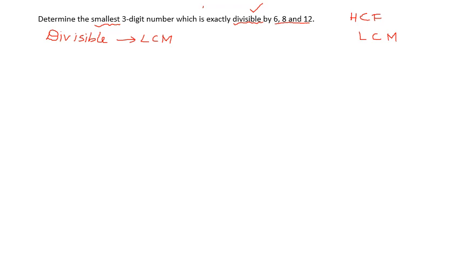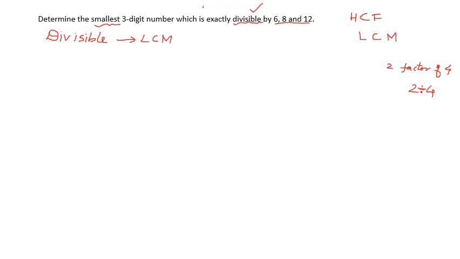When it is a multiple only, then you can divide it. Factors cannot be divided by the number. For example, 2 is a factor of 4, but you cannot divide 2 by 4 completely. You will get a fraction. Understood? Likewise, 3 is a factor of 12, but 3 cannot be divided by 12. Understood? So we have to find a 3-digit number which is exactly divisible by 6, 8 and 12.